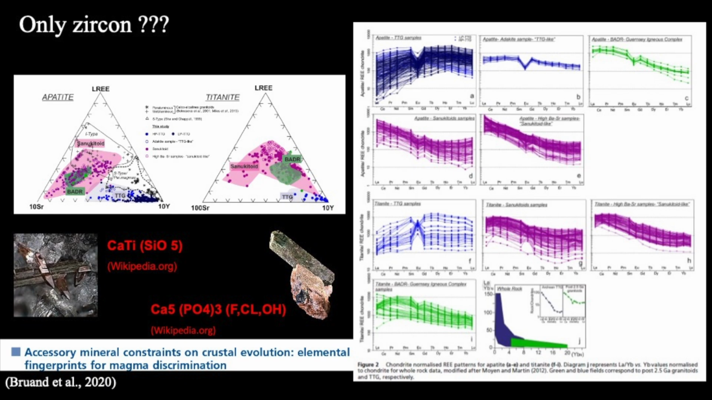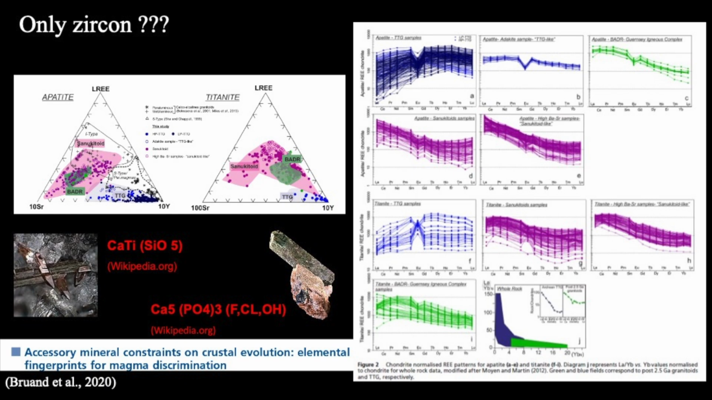And here at the bottom, I showed you a very small diagram. I promise I will not be emotional now. The diagram was introduced by Moyen and Martin, 2012. It is used up to the present day, and it allows us to differentiate between TTGs and modern granitoids.